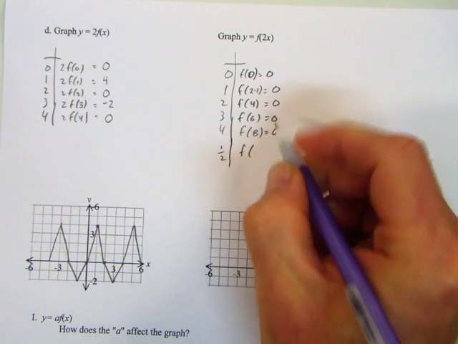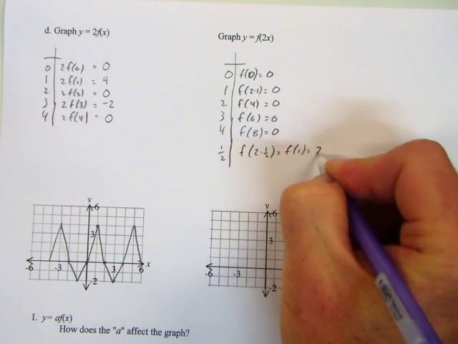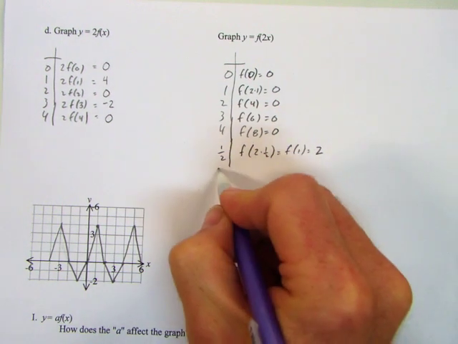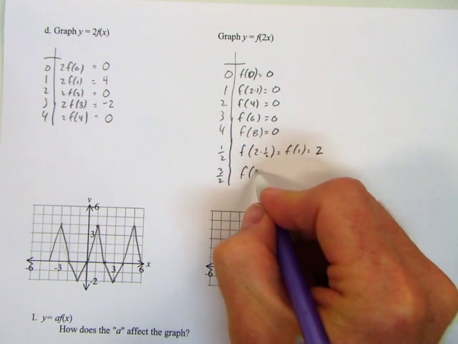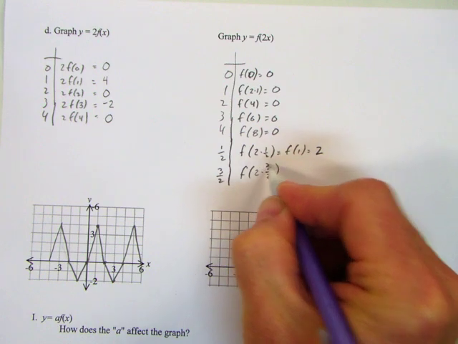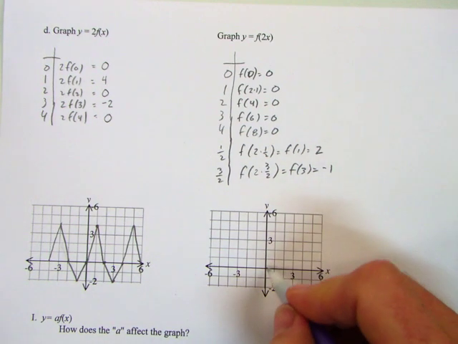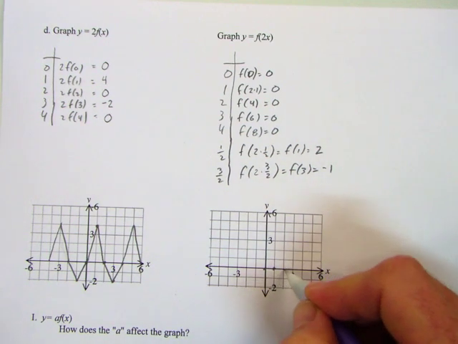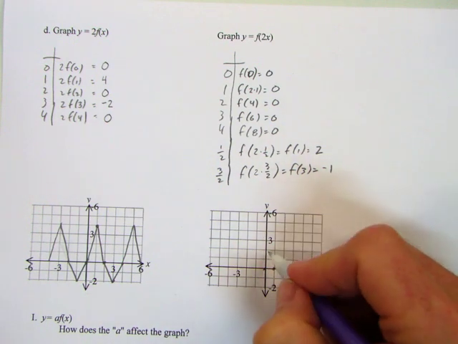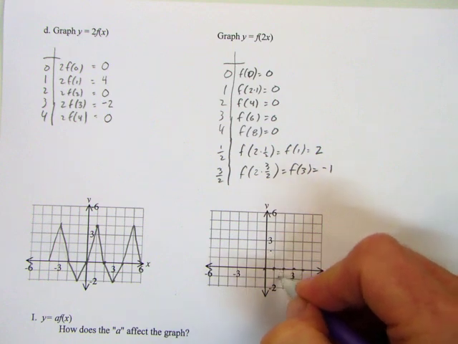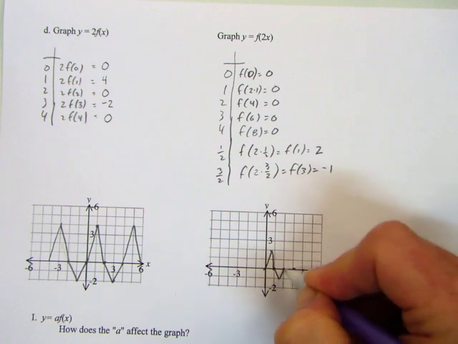F of 1/2. 2 times 1/2 would be 1. What is f of 1? That's our 2. Go back to the original one. 3/2. F of 2 times 3/2 would be f of 3. So f of 3 in this case would be -1. Let's see about plotting these now. It says that every integer value seems to be at 0, and then at 1/2 it goes up to 2, and at 3/2 it goes down to -1. What happened to this graph? And we could continue it.